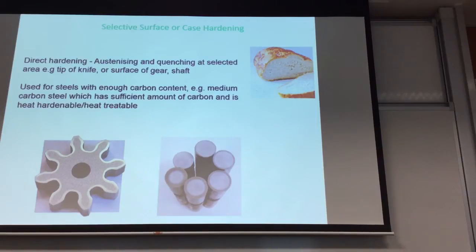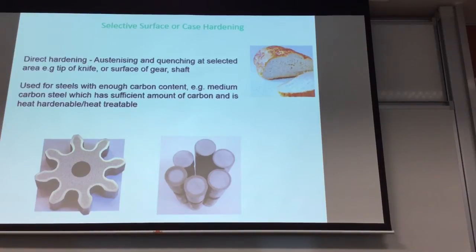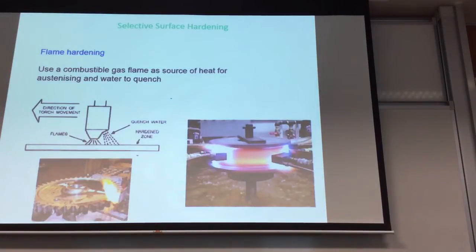So this is what is called direct hardening. Basically, we heat up the surface and then we quench it, so that we can form martensite on the surface. And this is used for steels with a sufficient amount of carbon. As we said, we need at least about 0.25 to 0.3% of carbon to get our martensite. So this is one method in case hardening. This is flame hardening. Essentially, we just apply a flame on our surface, and then we quench it with water. So this is one example. Basically, in this video, what they're trying to do is to heat up a sample using flame.